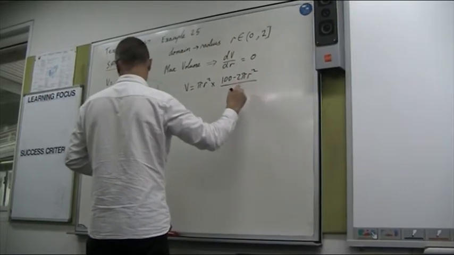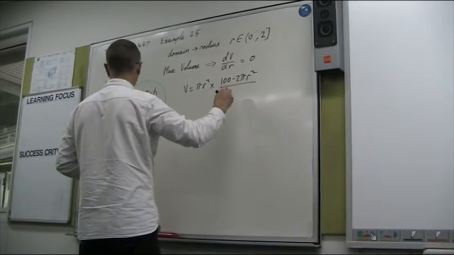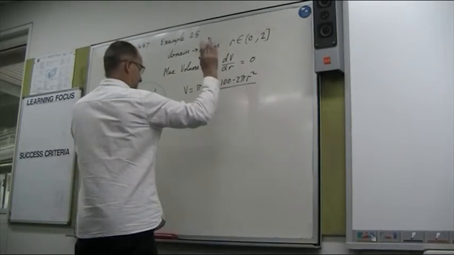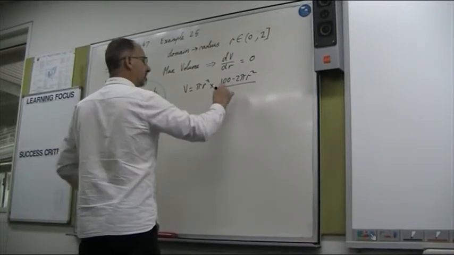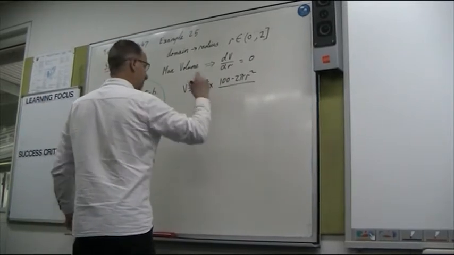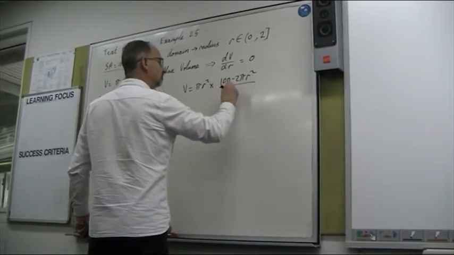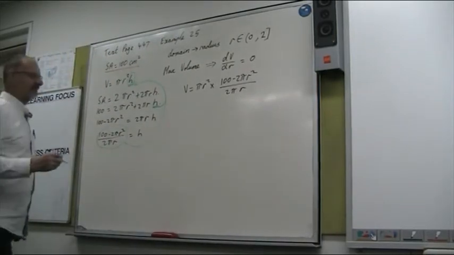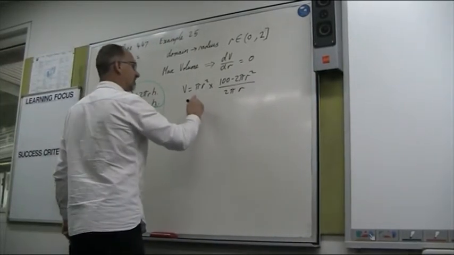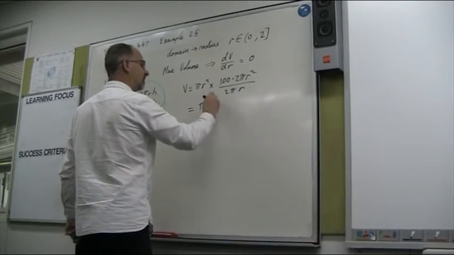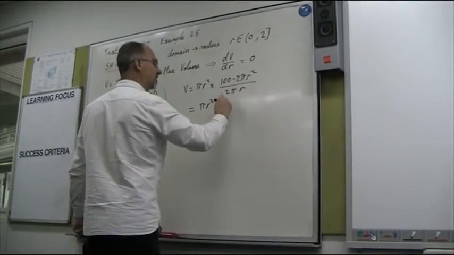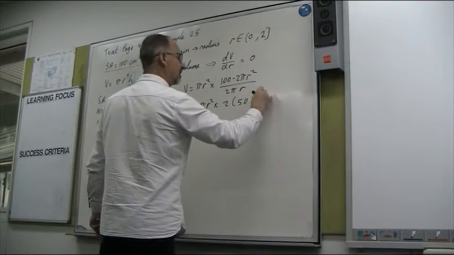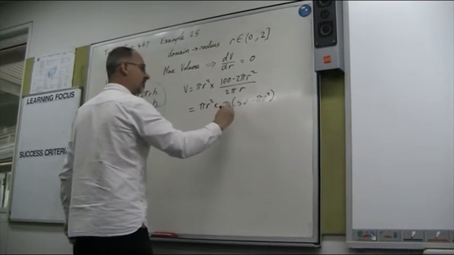Did you take the 2 out? So you end up with 50 minus pi r squared. Yep, alright, we'll get to that. Good point. So, Alice is saying 2 pi r squared, take a 2 out here, 50 minus pi r squared. Good point.